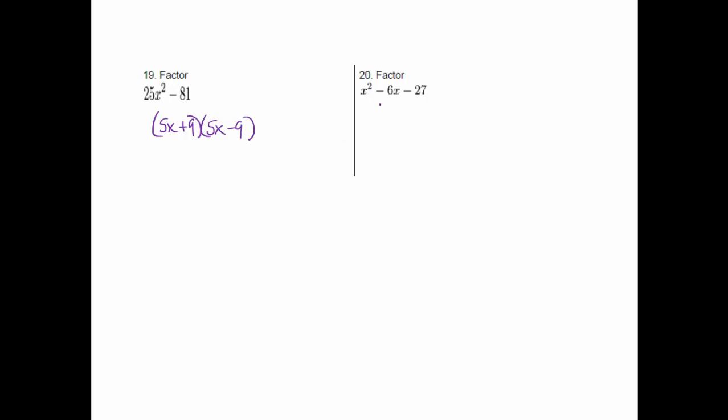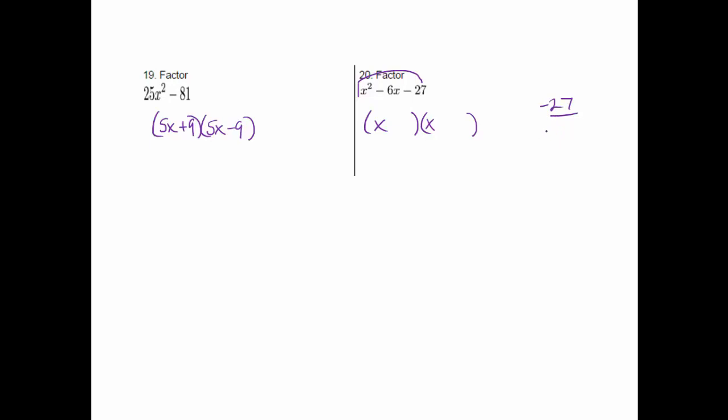Okay, the next one, number 20, also says to factor. This is a quadratic trinomial, which means I'm going to have two sets of parentheses with x and x. I'm going to take the 1 times the negative 27, which gives me negative 27, and I want to think what times what would give me negative 27, but add to give me negative 6.